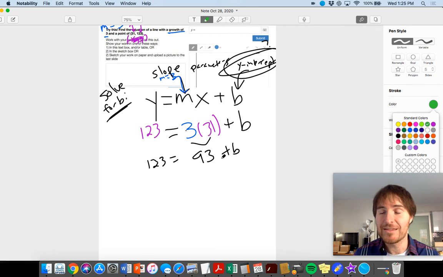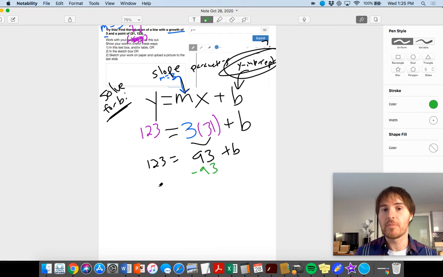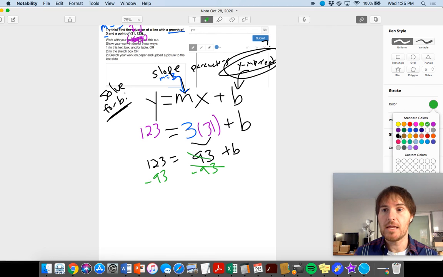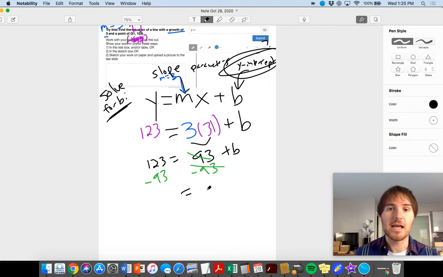If we're adding 93 to b, and that gets us 123, we can subtract that 93 from this, so we can isolate b to figure out what b has to equal. 93 minus 93 is 0. We made a 0 on the right side. And on the left side, when we take that 93 away from 123, that leaves us with 30. And b is 30.